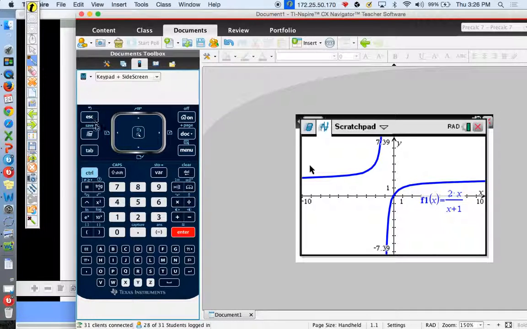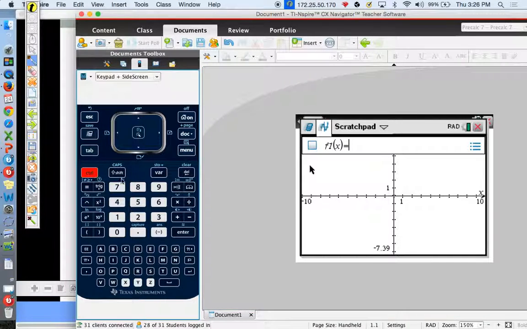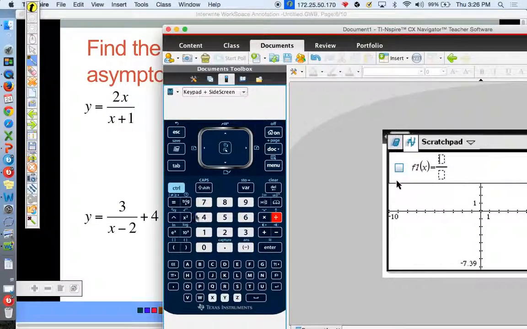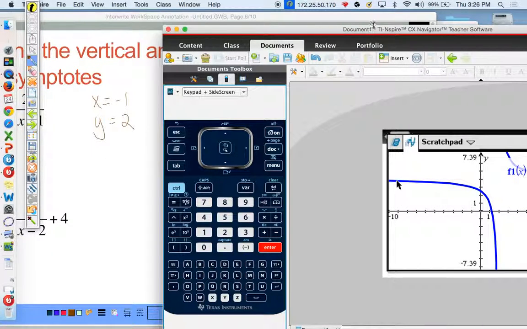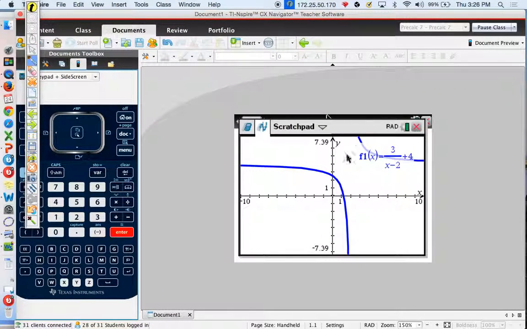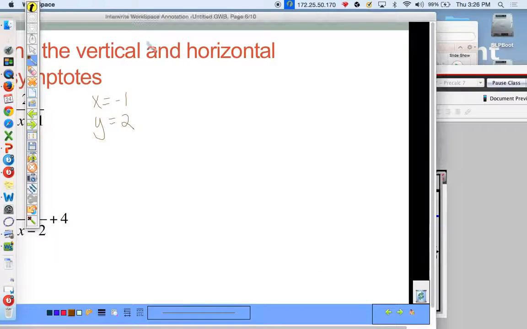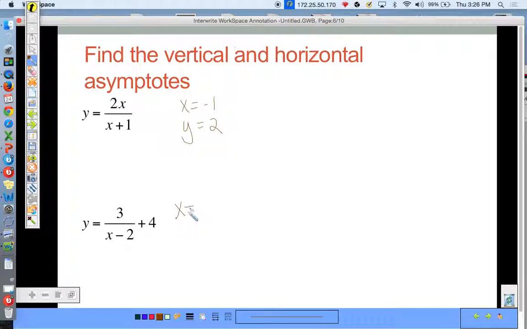And then this bottom one, let's clear everything. And what do we have there? 3x minus 2 plus 4. Alright, so looking at this one, it looks like maybe 2 and 4. And we'll see if this one makes sense too. Well, x equals 2 definitely makes sense. 2 minus 2 is 0, and y equals 4. And that makes sense too because we've shifted it up 4.